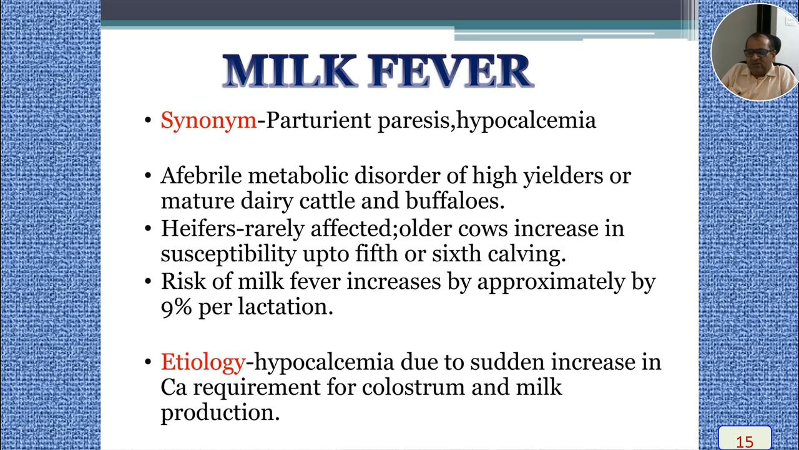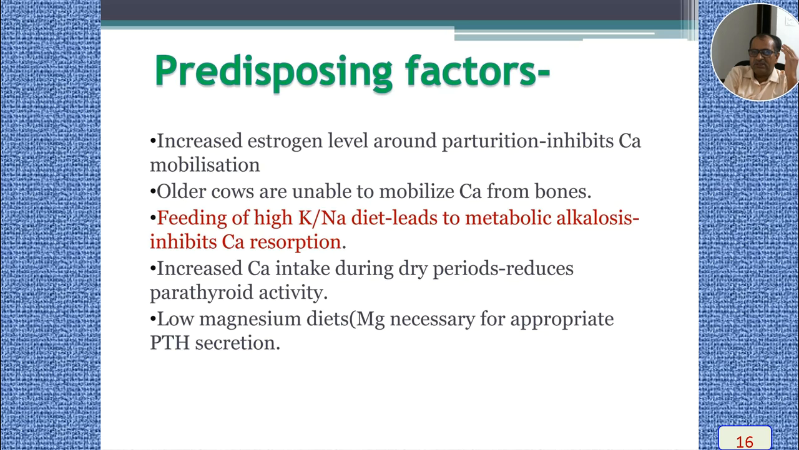So, what is the etiology of this milk fever? It is a very commonly occurring disorder due to hypocalcemia and due to a sudden increase in the calcium requirement for colostrum and milk production. Hence, this is a disorder in which there is a sudden increase in calcium requirement immediately after parturition, which is drained out in the colostrum, and also heavy production of milk suddenly.